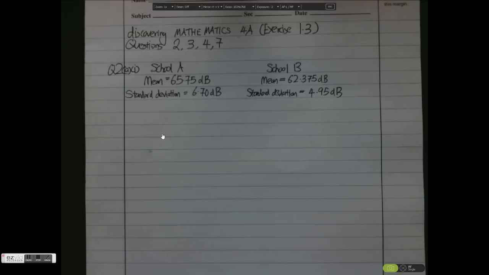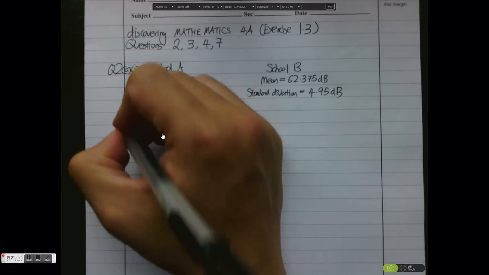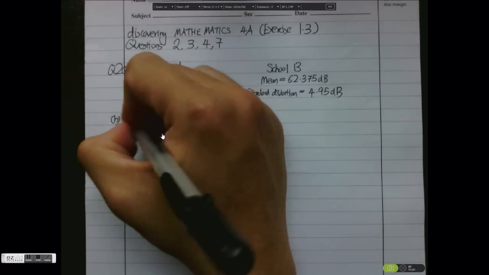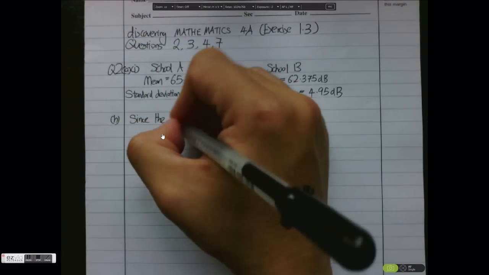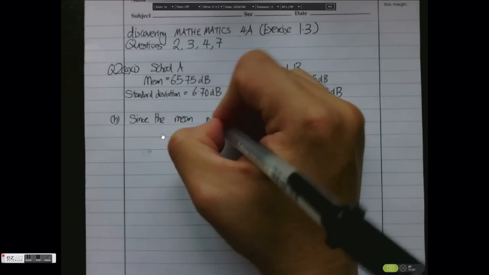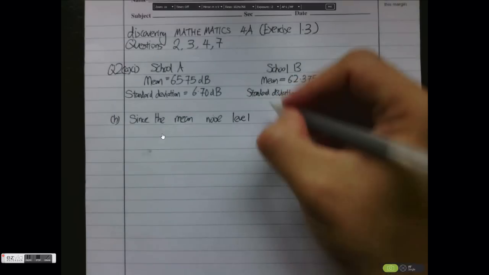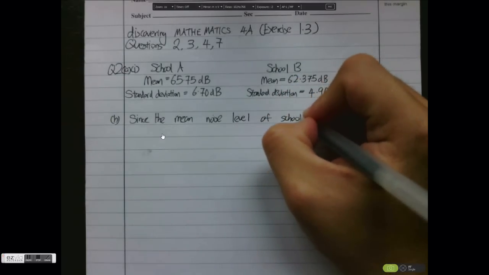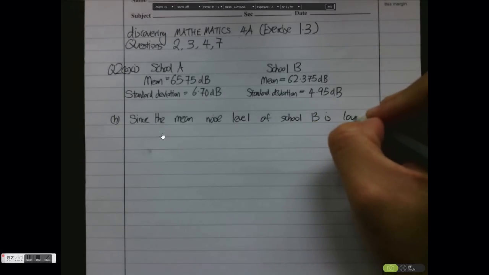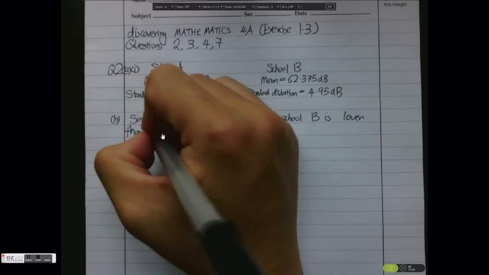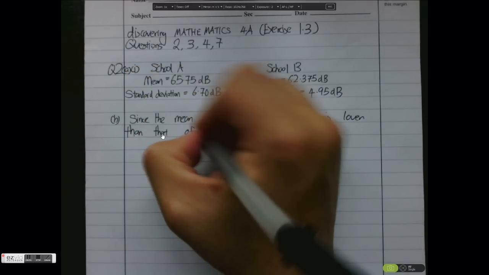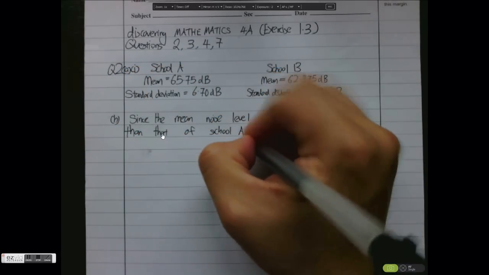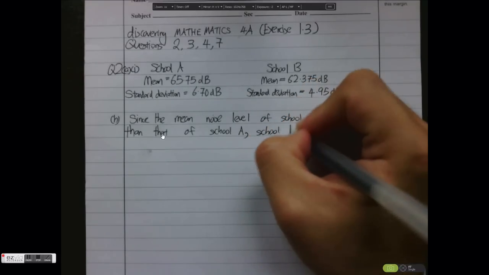Now they will ask you, based on the means, in which school is there less noise? Basically, the higher the decibel, the more noisy it is. So in this case, I say that since the mean noise level of School B is lower than that of School A, School B is quieter.